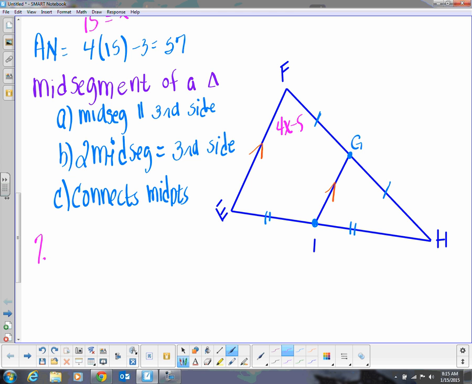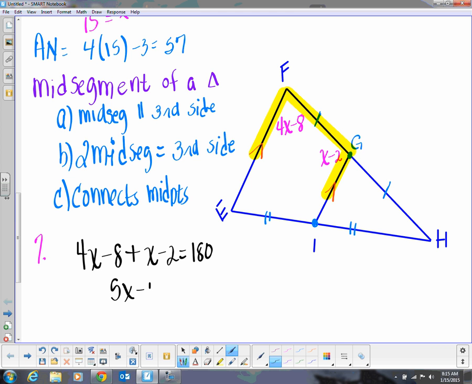This is 4x minus 8, and now F, G, I. That is x minus 2. Those are angles, and if we trace the sides, since we have parallel lines, what angles form a C when you have parallel lines? Same side interior angles, and they are, so that means you do 4x minus 8 plus x minus 2 equals 180. 4 plus 1 is 5x minus 10 is 180. You add your 10, you get 190, and then you have to divide.